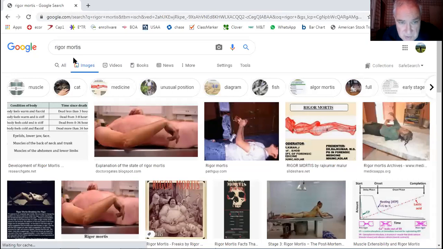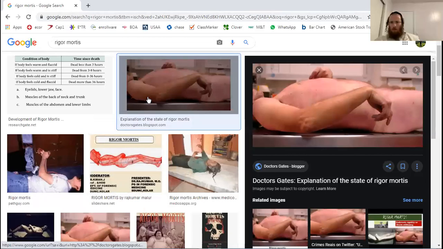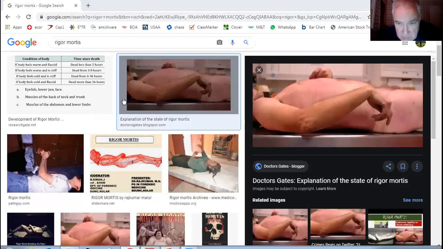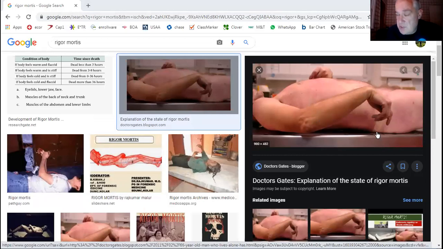Okay, let me show you this one. Let me just make sure I'm sharing it. Okay, so you see here how the arm is tight and it's not falling down onto the table like it should. So again, this is rigor mortis.